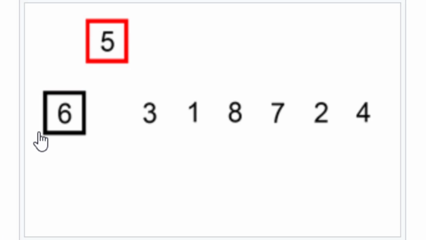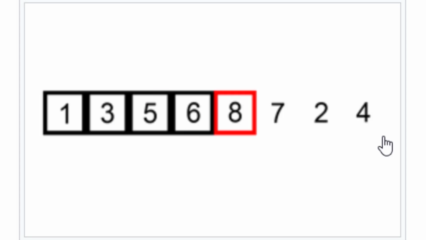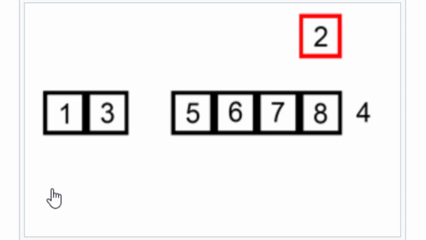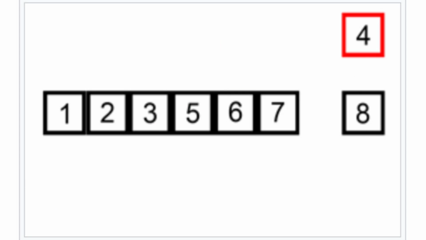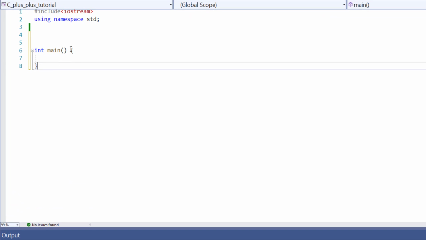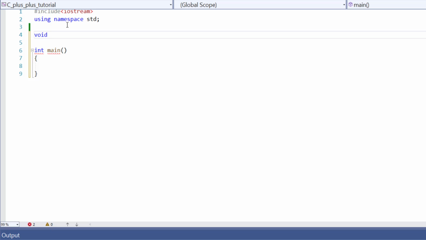If I head over to the Wikipedia page for insertion sort, they have a good demonstration of how insertion sort works. I'm going to implement the code on how to create an insertion sort in C++. So the first thing I want to do is create a function, and my function is going to be void. It's not going to return any value, and I'm going to name the function insertion sort.